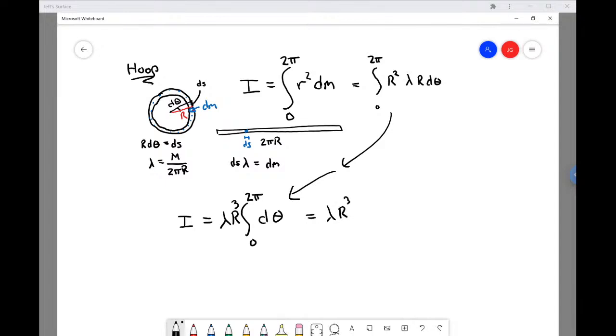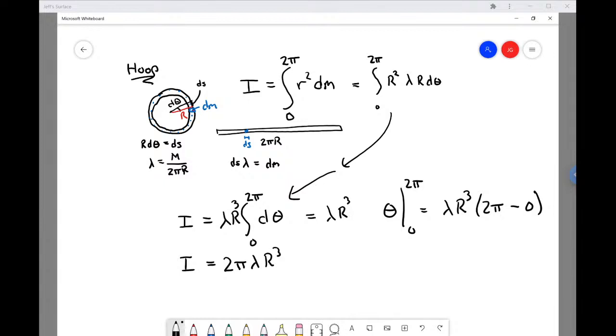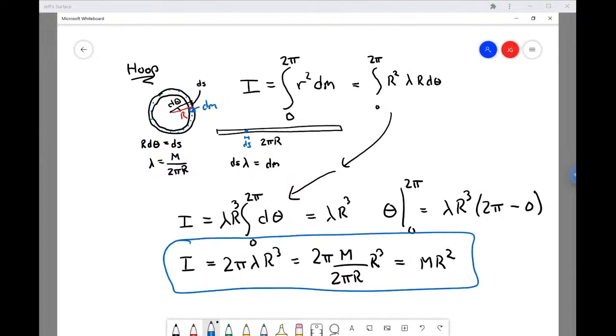And that's going to equal just theta evaluated at 0 and 2 pi. Theta evaluated at 2 pi gives us 2 pi. Theta evaluated at 0 gives us 0. So we have rotational inertia equals 2 pi lambda times r cubed. Well, lambda is m over 2 pi r. So this simplifies to m r squared. And this is our solution for the rotational inertia of a hoop. It's its mass times its radius squared. The rotational inertia of a hoop.